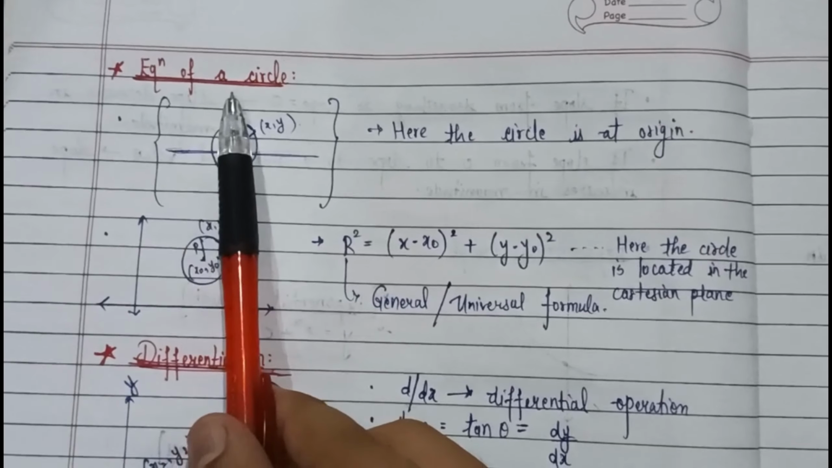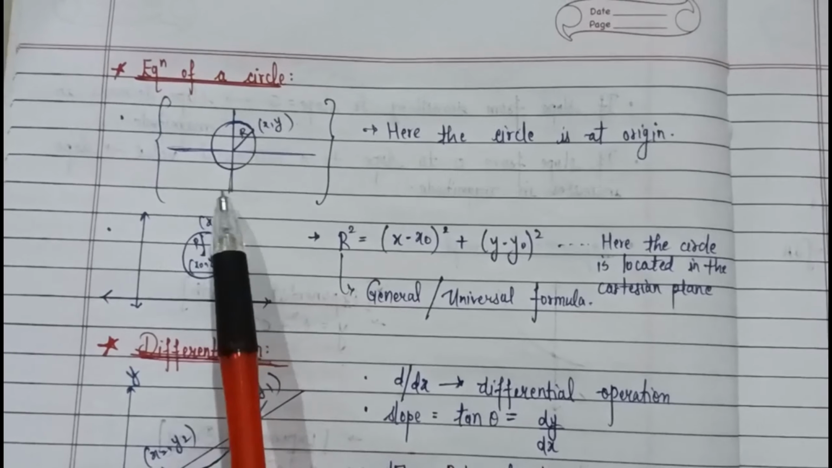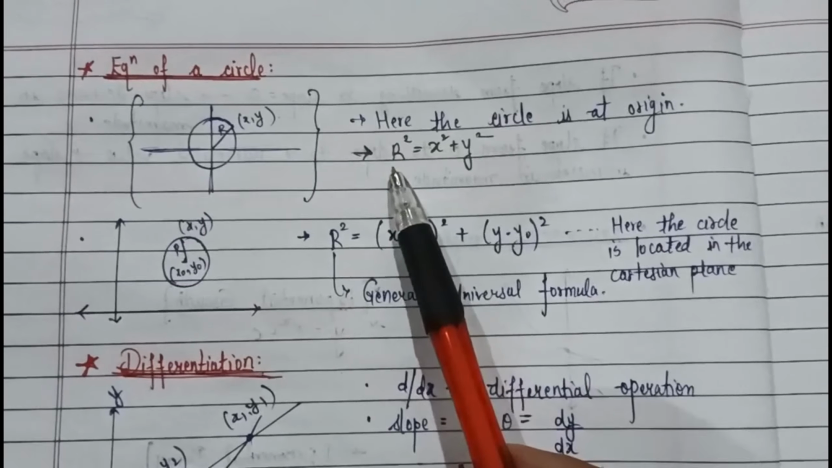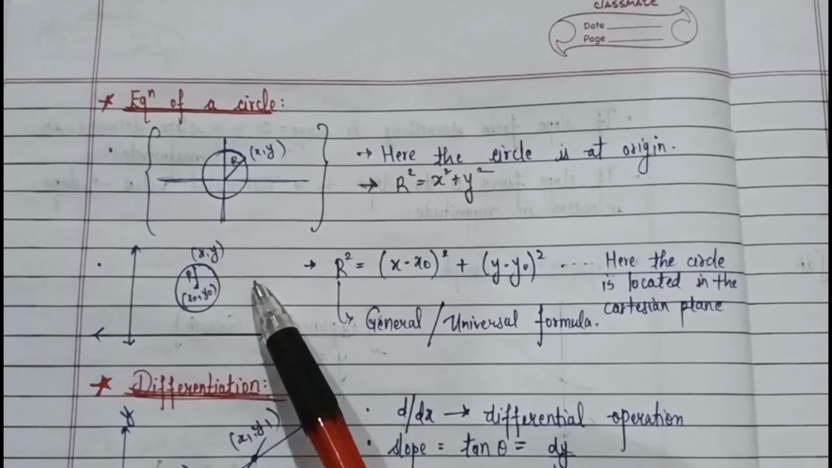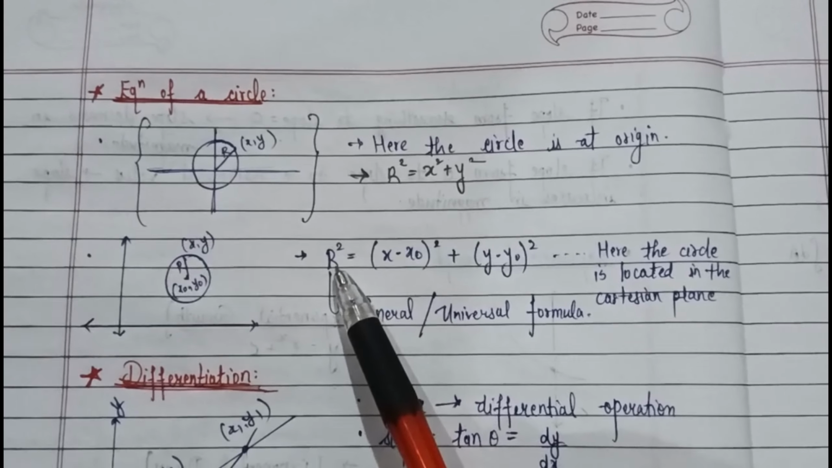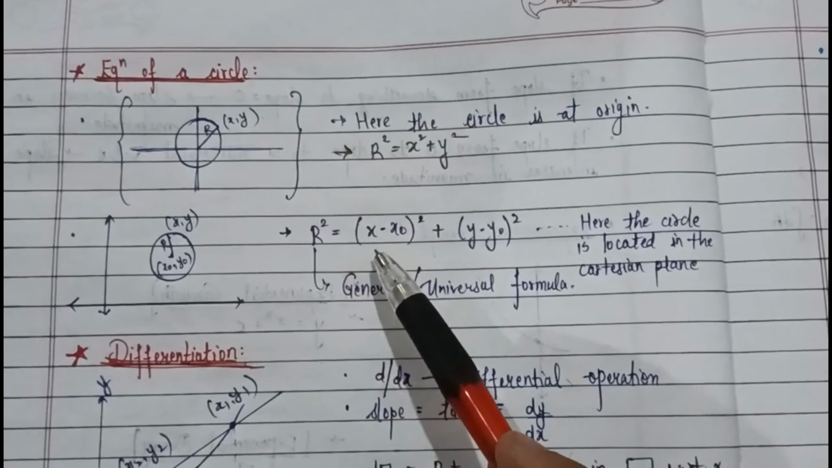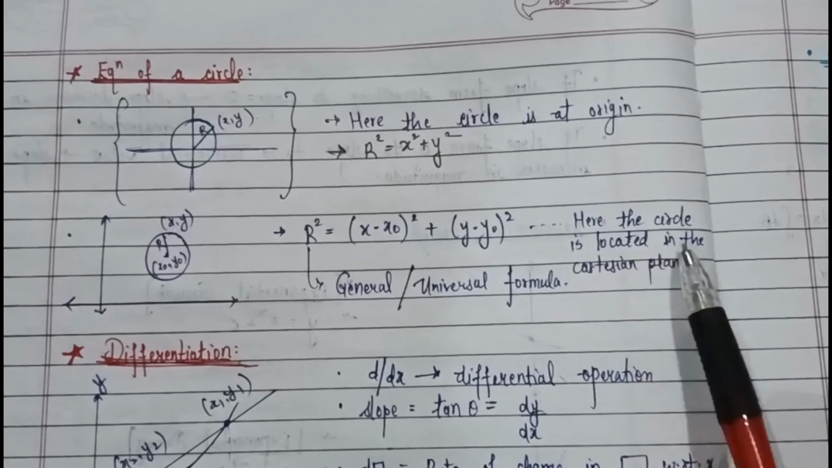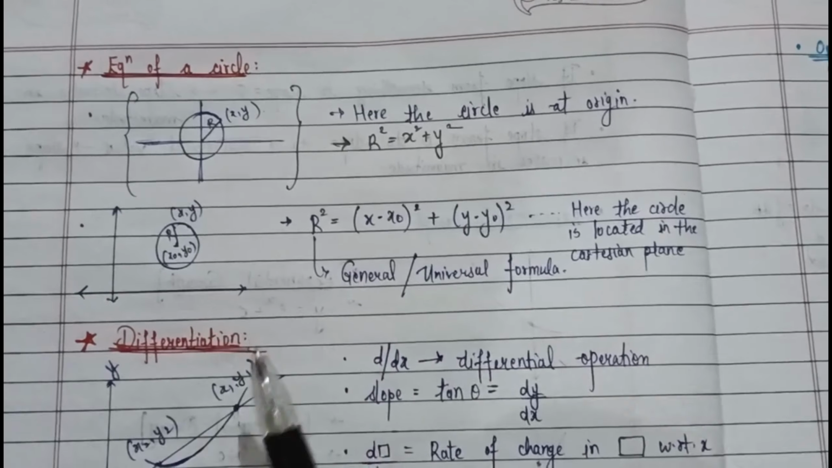Now we will learn about the equation of a circle. If a circle is plotted at the origin, the equation of the circle goes as r square is equal to x square plus y square. If the circle is plotted at any arbitrary point, then the equation of the circle goes as r square is equal to x minus x naught square plus y minus y naught square. Here the circle is located in the Cartesian plane. This is the general or universal formula for the equation of a circle.